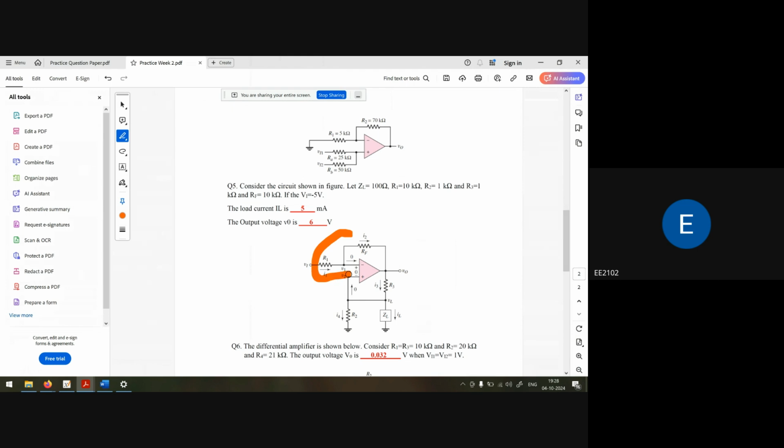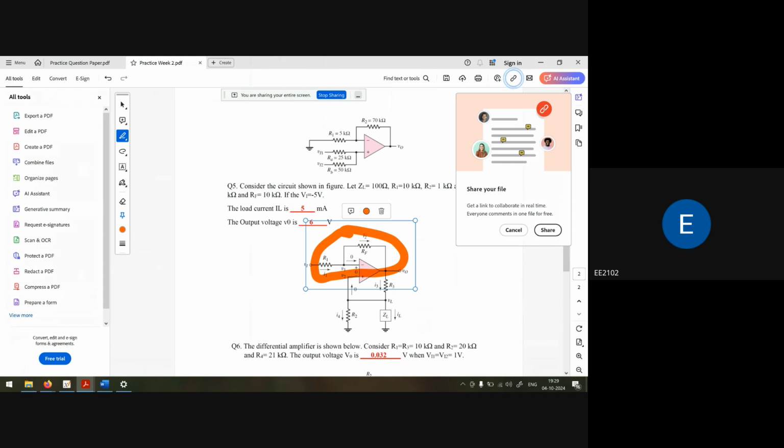If you are using this feedback, this is your negative feedback. And if you are using the other feedback, it becomes positive feedback. So let's take that if V in is applied, what is the output voltage here because of V in?